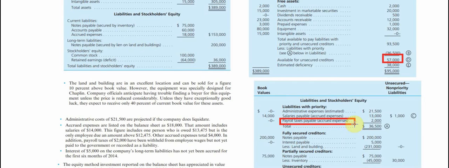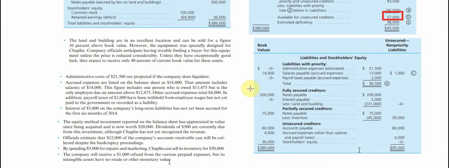Next, we move to payroll tax payable. This is on here too, and we need to pay the payroll tax too. You must know that liability with priority should be the salary, everything for the worker employees we need to pay before bankruptcy. Later we sum three numbers together, we got 36,500 in here. The next one is notes payable. Notes payable, that's it, we just calculate like in here.